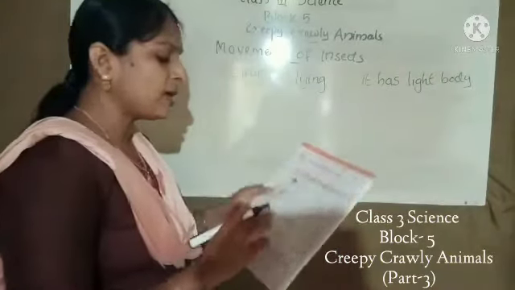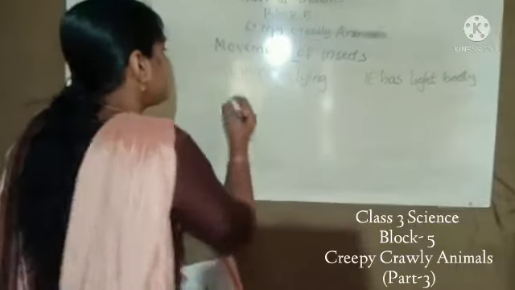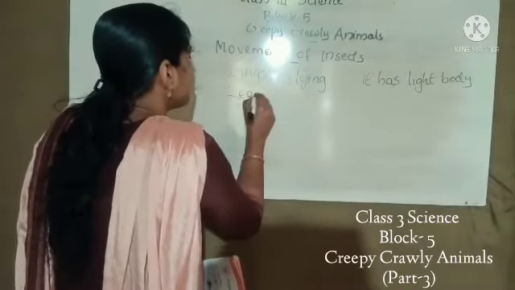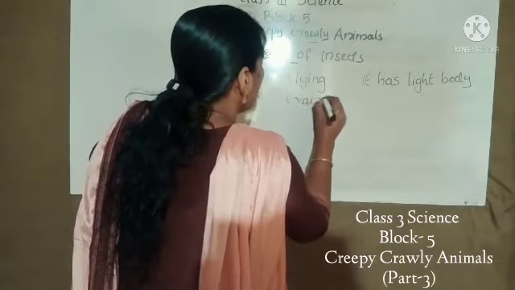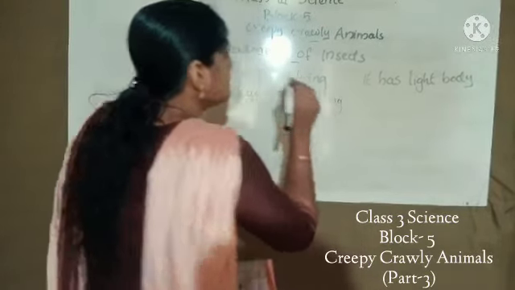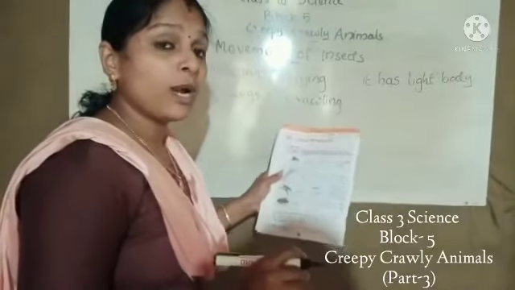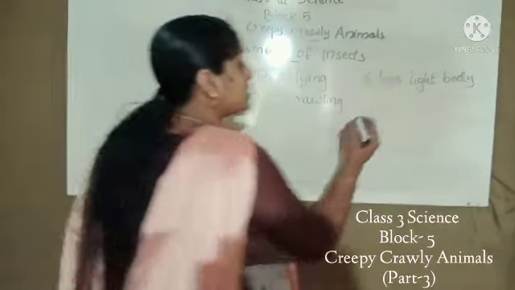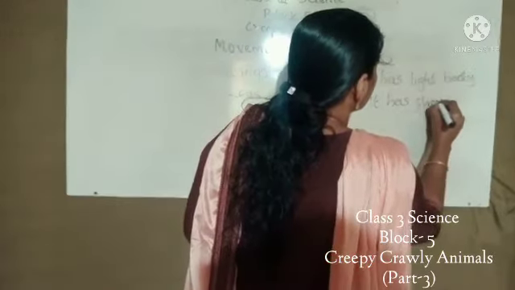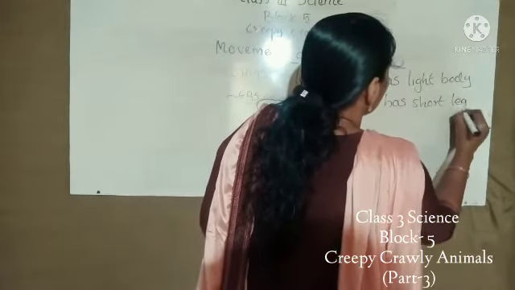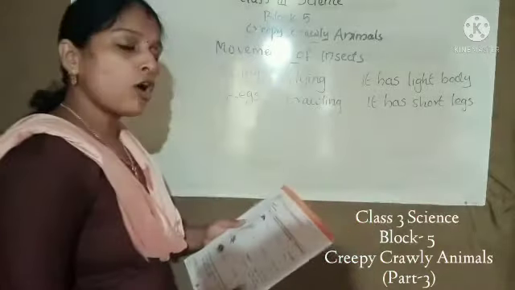Okay. Then the second one, it is caterpillar. Caterpillar uses its legs. What is the movement called? Yes, crawling. Crawling is the movement. Why is it called crawling? What helps them to crawl? It has short legs. Okay. Then it has short legs.